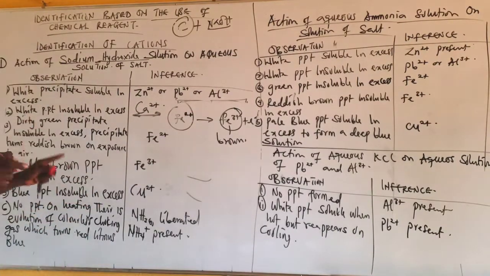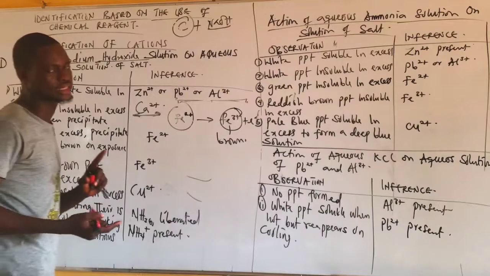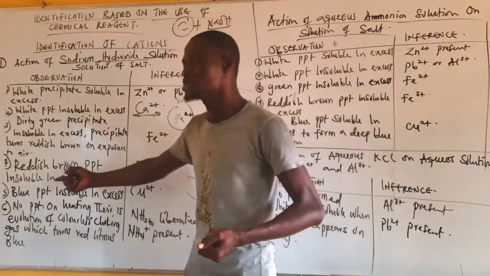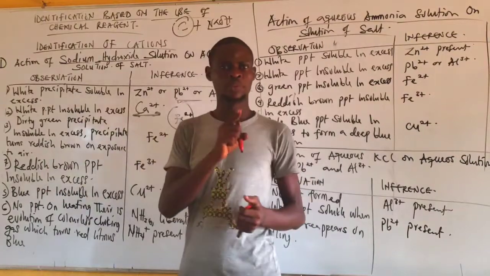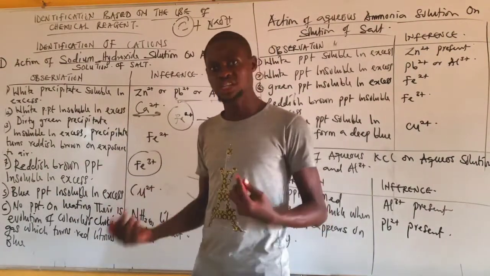But if you pour sodium hydroxide in that solution, and what you are getting is now a reddish brown PPT which is insoluble in SS, altogether, please, the major thing is always SS. So if it is insoluble in SS and the color is reddish brown, it shows the presence of iron 3 ion. Iron 3 ion is always reddish brown.